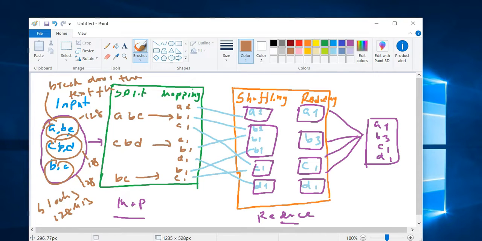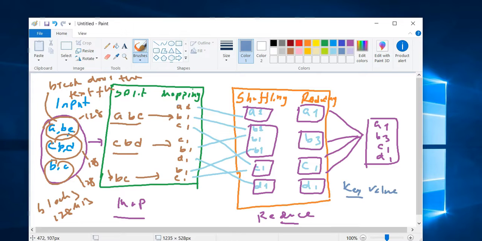So the first part of it is that it is splitting the data. We have comma separated values, and then it's making them like this: ABC, CBD, and BC. And always remember that these are running on different nodes. Then after that, what is it doing? It is mapping, and the mapping always happens in this way: key, and then value.